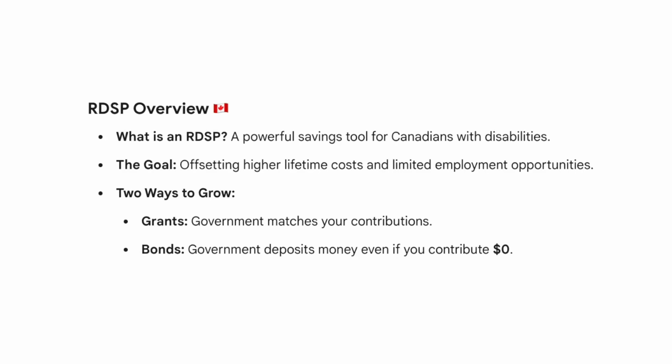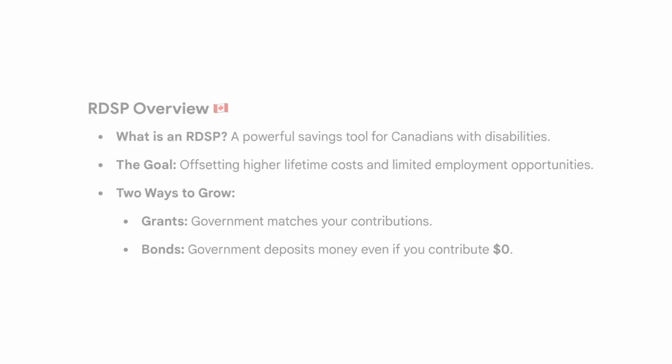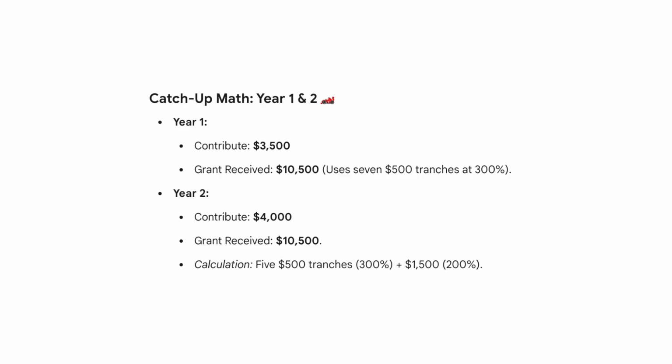Today we are talking about RDSP grants and bonds. I'm going to start by going over how they work in general for high and low income families. We will illustrate this with specific examples. Then we will look at how these benefits are paid out retroactively when you have catch-up room from previous years. To skip directly to the sections, please refer to the timestamps in the description below.